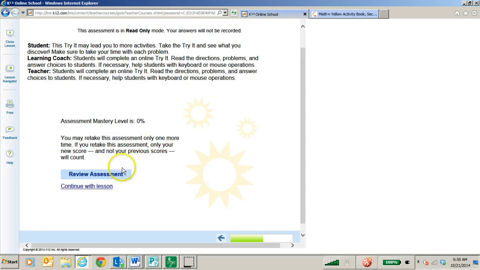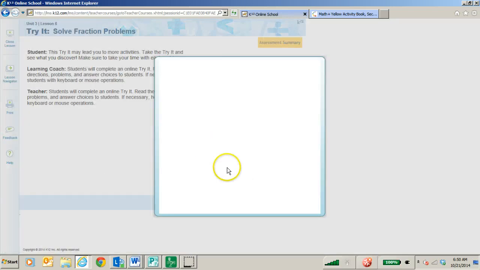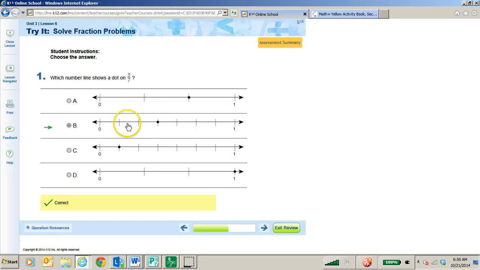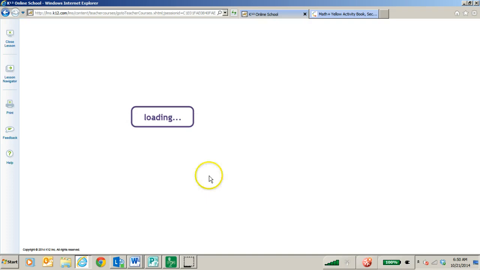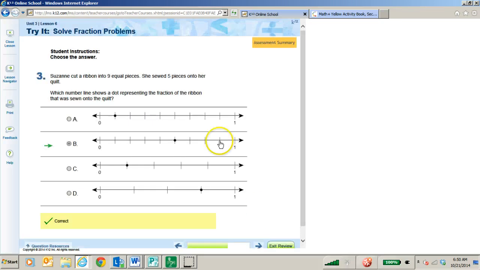So let's head back to the OLS and take a peek at what the checkpoint would look like. This is the first checkpoint within the lesson, and it is very similar to everything that has been done. It is basically plotting numbers on the number line, making sure that students are aware of the increments and what that denominator shows. If there's a 4, then we need to make sure the number line is divided into 4 equal pieces, not just 3. So paying attention to the numerator and the denominator is going to be critical for success on this checkpoint.